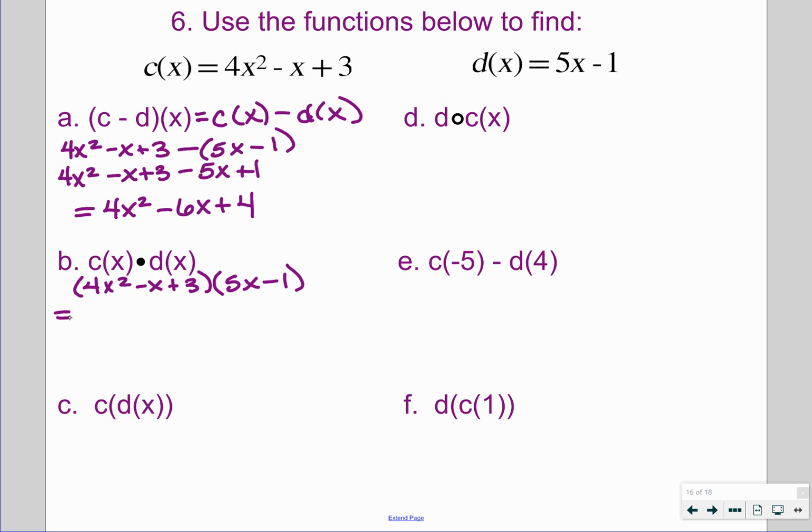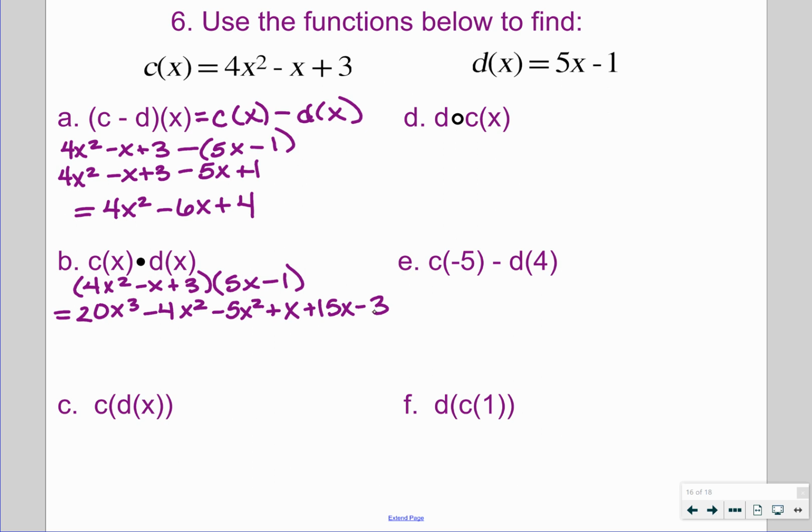I'm going to multiply 4x squared by both things in the second parentheses. That will give me 20x to the third minus 4x squared. Then I'm going to multiply negative x times everything in the second parentheses. That's negative 5x squared plus x. And then I'm going to multiply 3 times everything in the second parentheses. That's going to give me 15x minus 3.